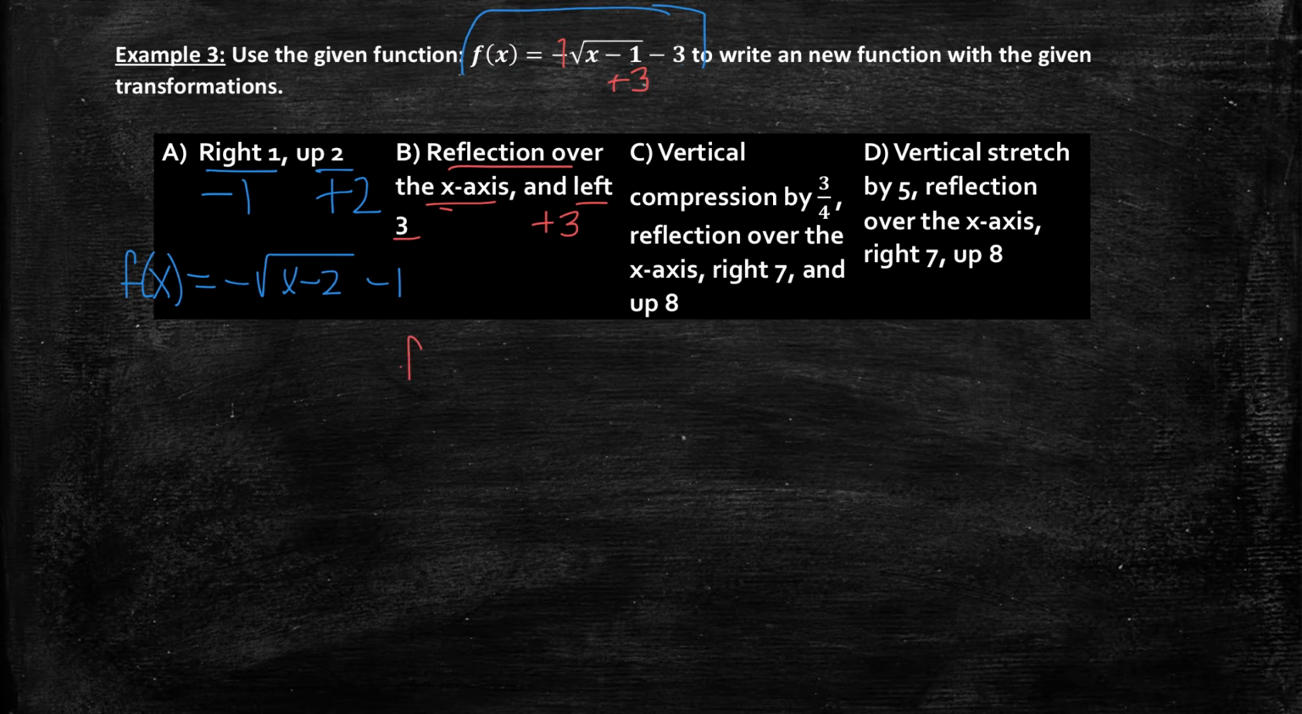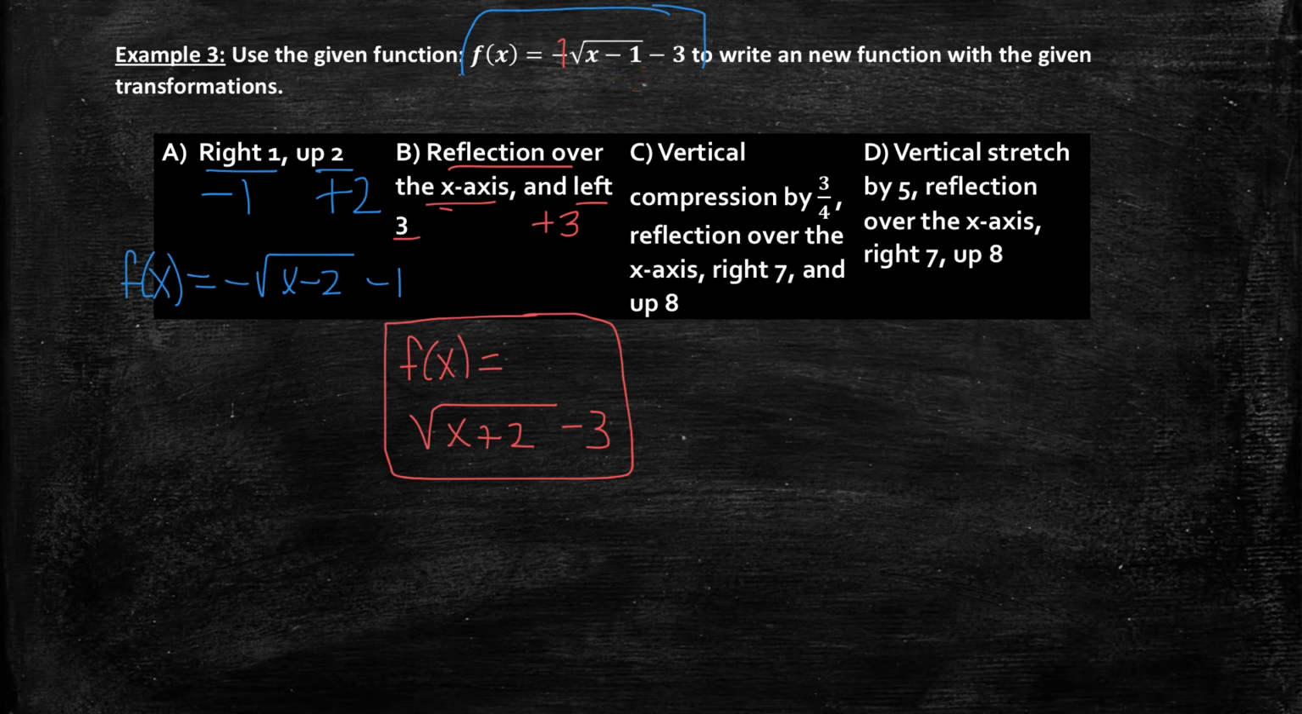So we're going to have f of x equals, it's not going to be negative anymore, it's going to be positive, square root of x, and then negative 1 plus 3 is plus 2, and then we'd have the minus 3 on the end. So this would be our function. Okay, let's look at the next one.